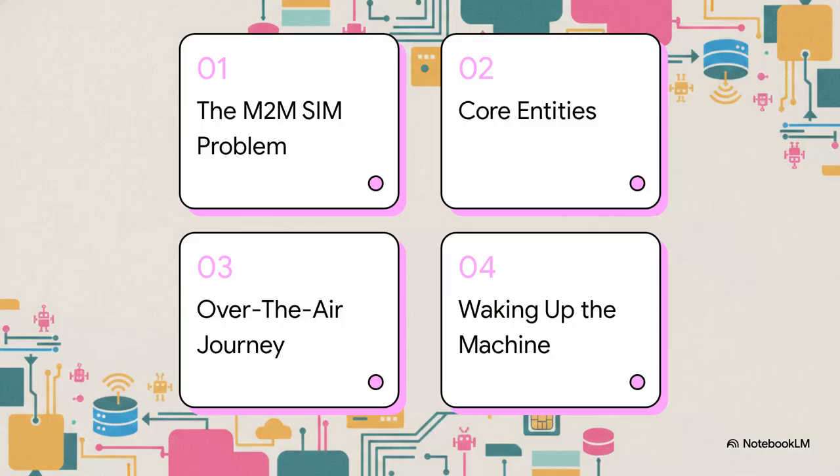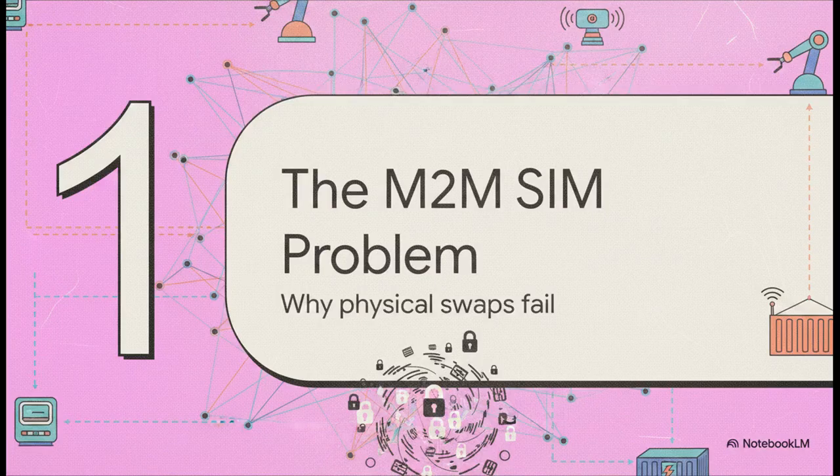Here's our roadmap for today. 1. The M2M SIM problem. 2. Core architectural entities. 3. The over-the-air journey. And 4. Waking up the machine. Starting off with Section 1, the M2M SIM problem.